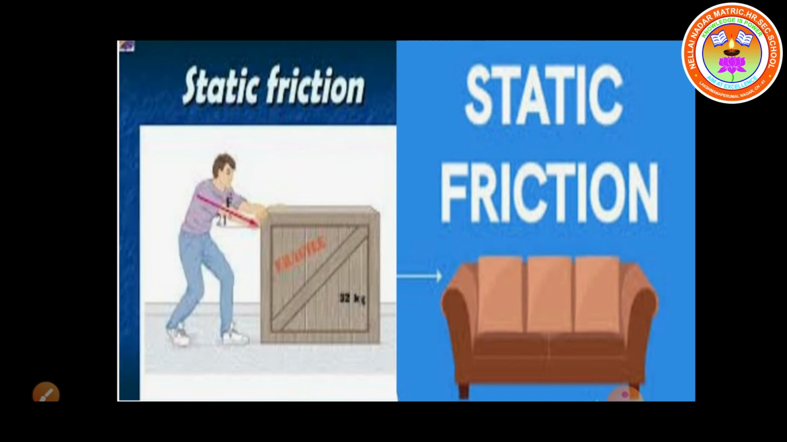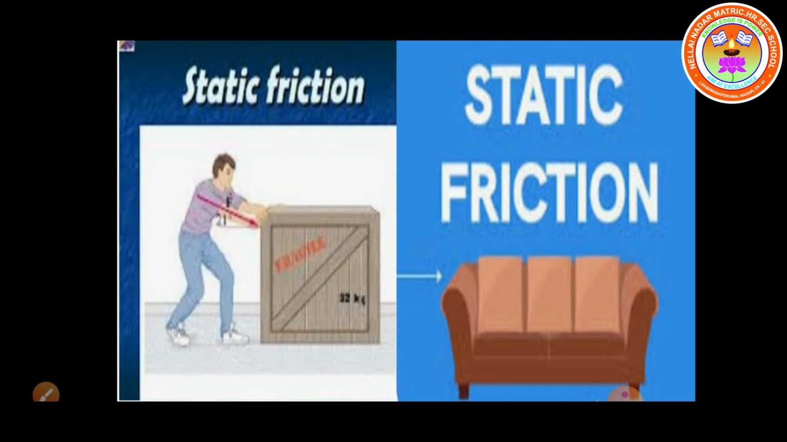And see here also, an almirah is in the same position only. So this is an example of static friction. And the next one is kinetic friction. The friction existing during the motion of bodies is called kinetic friction. So the friction exists during the motion of an object. When the object comes into motion, here also friction is exerted. This is called kinetic friction.